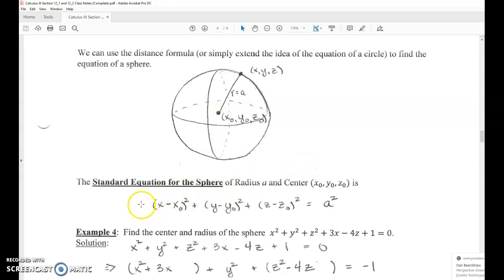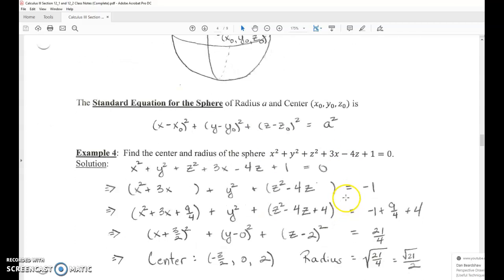So the distance formula would be: take the square root of x minus x naught squared plus y minus y naught squared plus z minus z naught squared, which would equal a. If I square everything, this equals a squared. So it's really simply extending the idea of a circle, but now we have that third component.